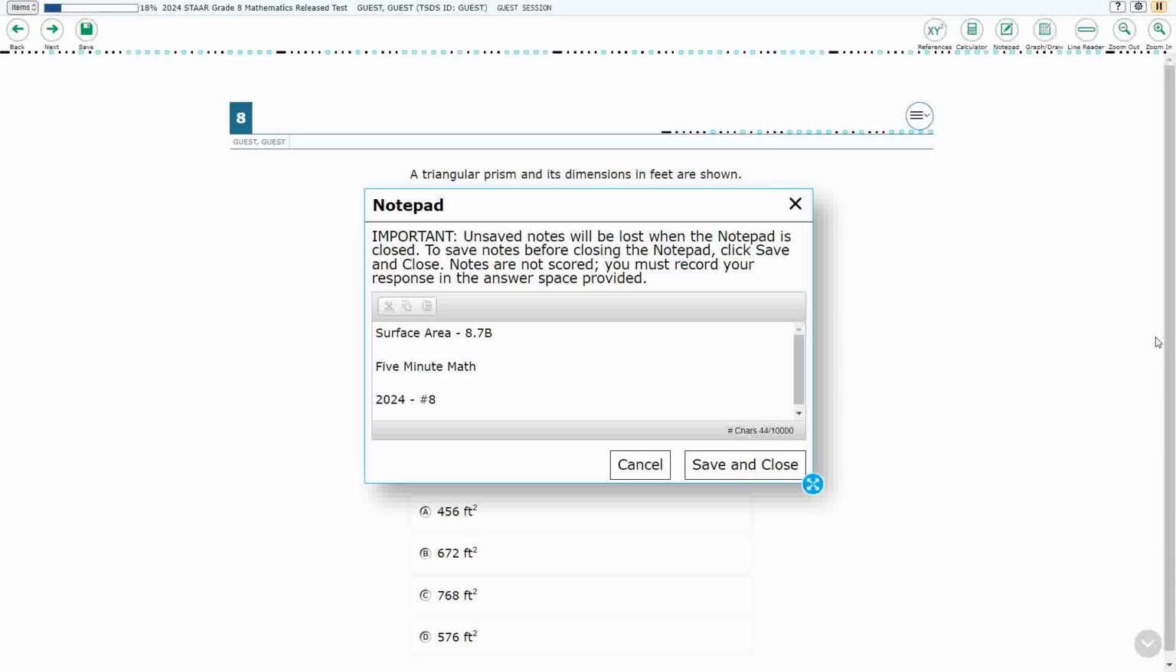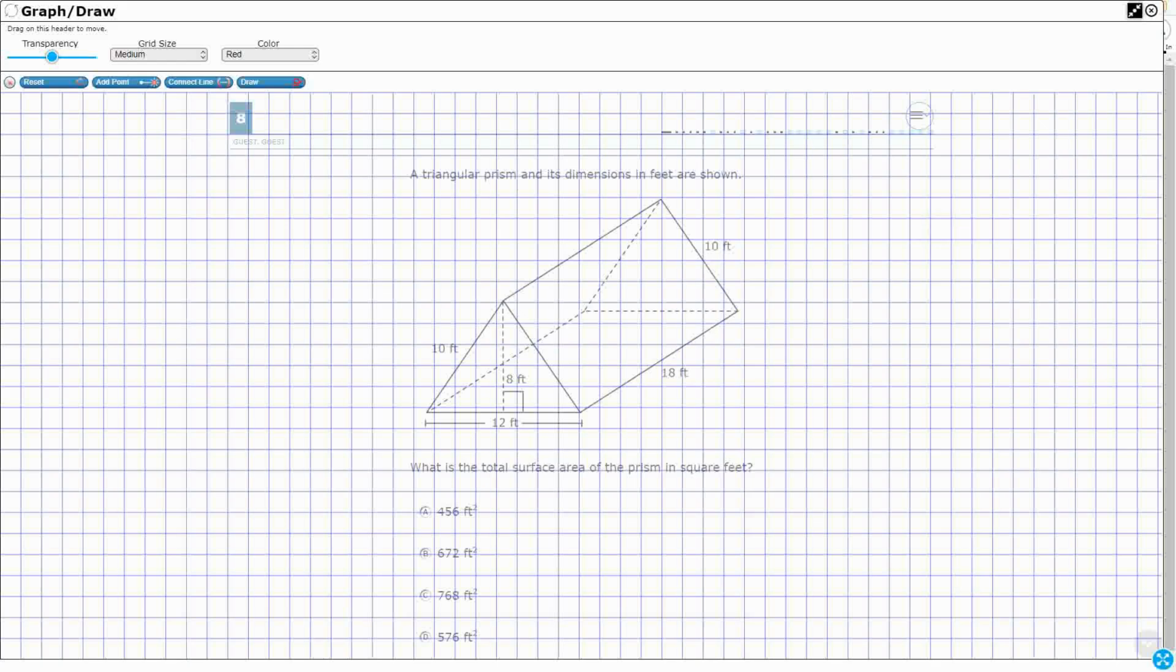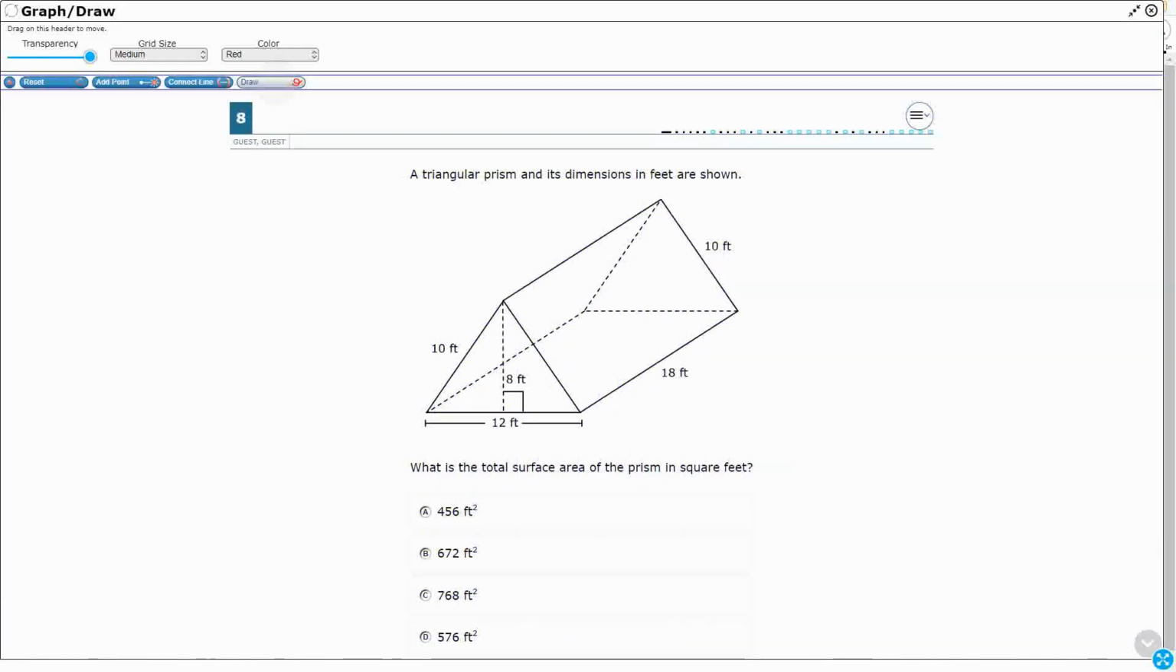Today we are looking at the 8th grade concept of surface area. This is standard 8.7b in the great state of Texas, and we are using item number 8 of the 2024 released STAAR test. If you haven't done so already, please go ahead and take a moment to pause the video, work this problem out on your own, unpause it, and we will look at our answers together.